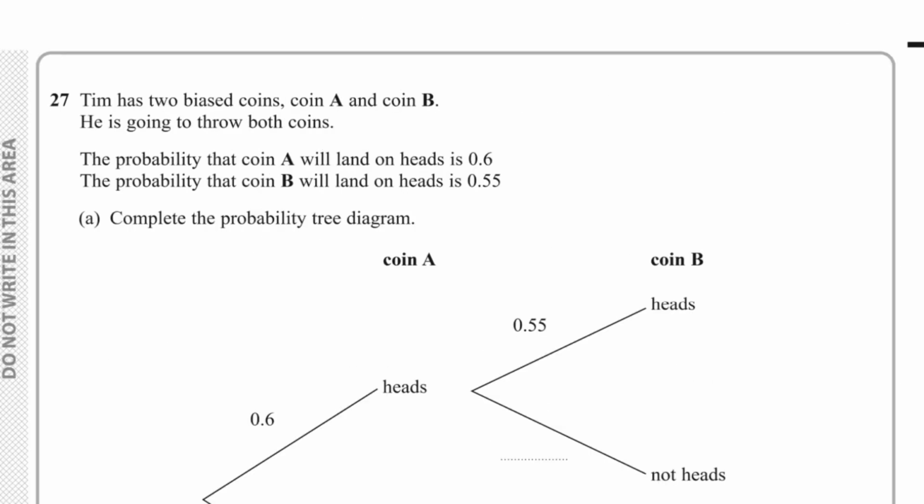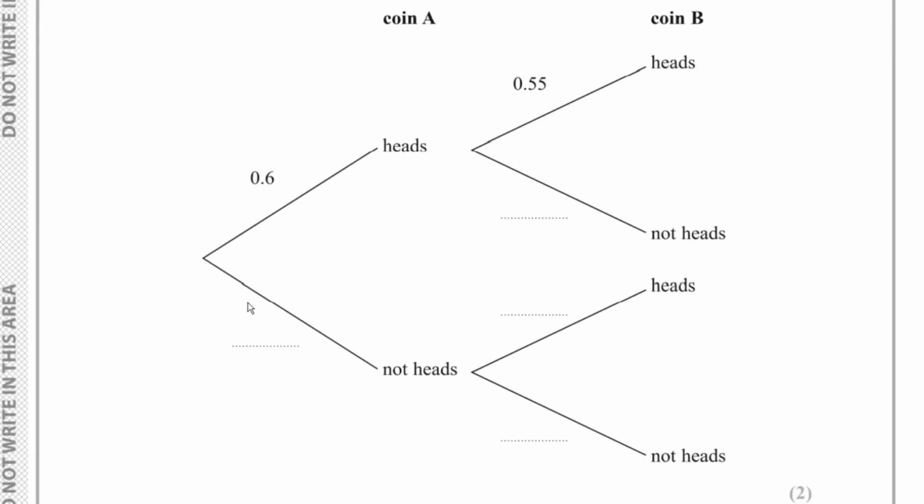Question number 27. Tim has 2 biased coins, coin A and coin B. He's going to throw both coins. The probability that coin A will land on heads is 0.6. The probability that coin B will land on heads is 0.55. We have to complete the probability tree diagram. So here, if heads for coin A is 0.6, here we'd have 0.4 for tails. For coin B, we've got 0.55 for heads. And for tails, then we'd have 0.45. Remember, probability adds up to 1.